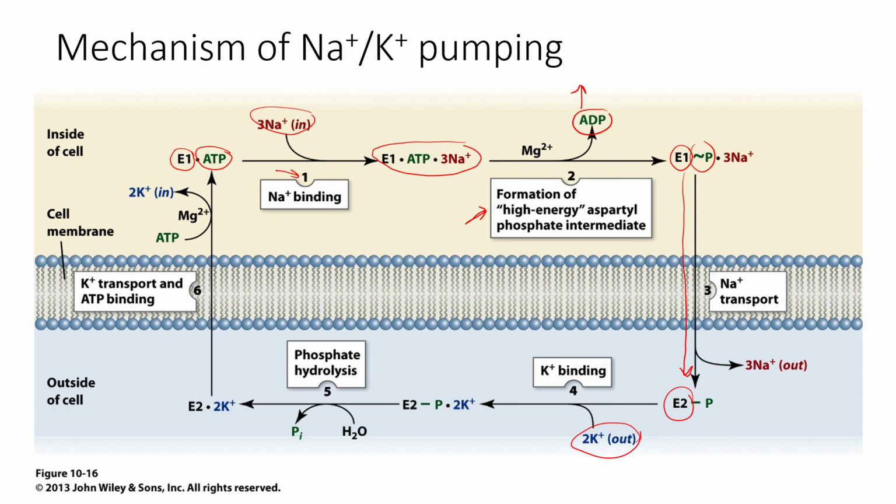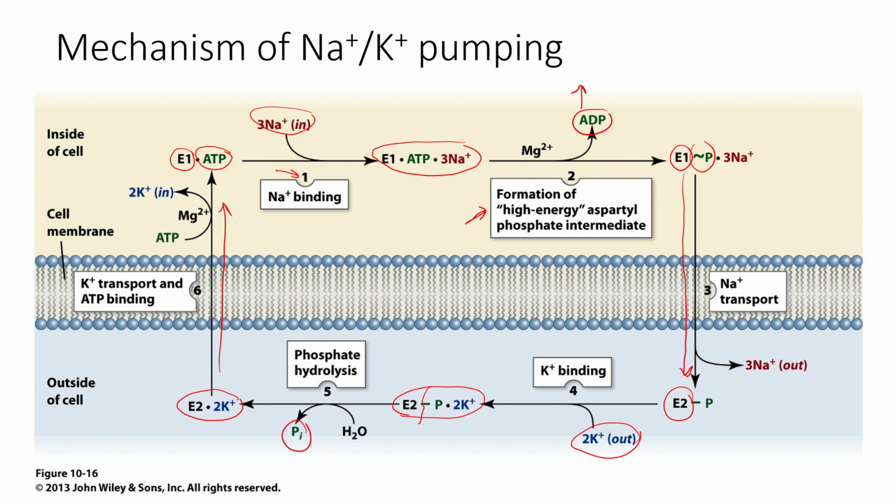And then we have now the E2 form, which is still bound to phosphate, and now it's also bound to potassium. And at this point, we have the hydrolysis of this high-energy phosphate bond. And so now we have simply the potassium bound to the E2 form of the pump. And then, once again, this hydrolysis of the phosphate is going to drive this conformational change back from E2 back to E1. Once we have this conformational change, now the pump, instead of being open to the outside, is now open to the inside of the cell again.